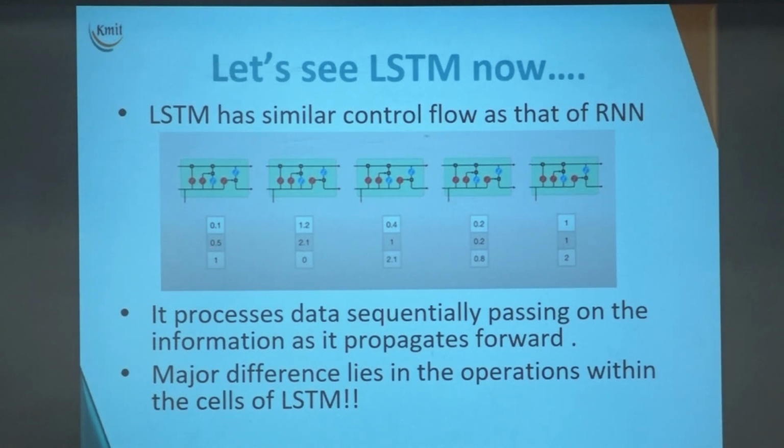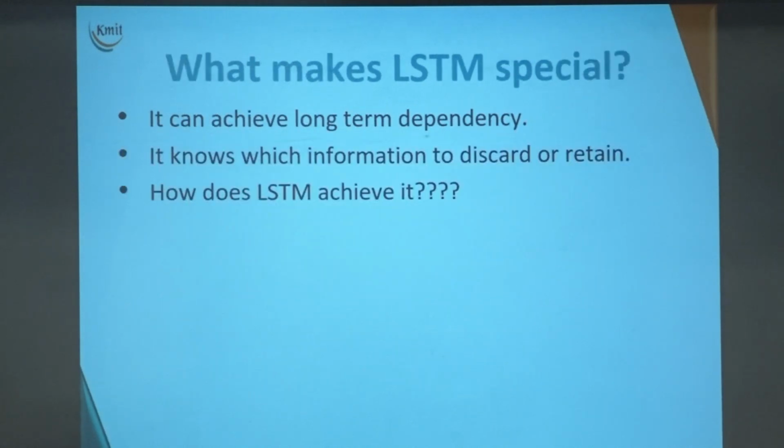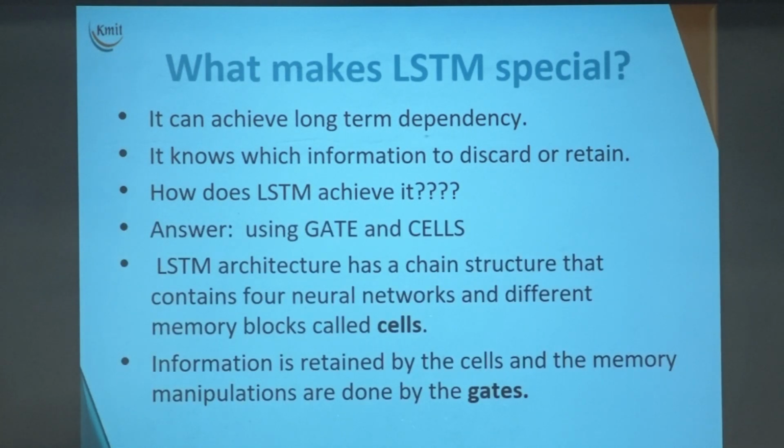Okay. So now LSTM has a similar control flow as an RNN. It processes data sequentially, passing on the information to propagate forward. The major difference lies in what exactly happens inside the LSTM cell. So what makes LSTM special? It can achieve long-term dependency. It knows which information to discard or retain, but how does it achieve this? How does it achieve this?